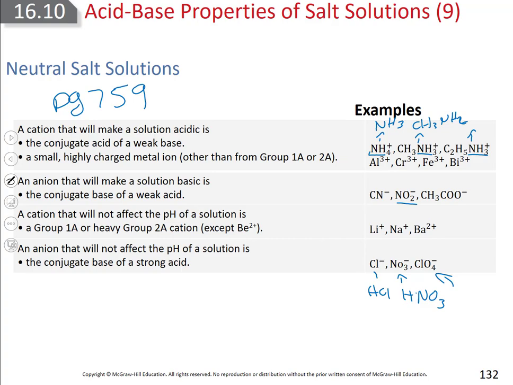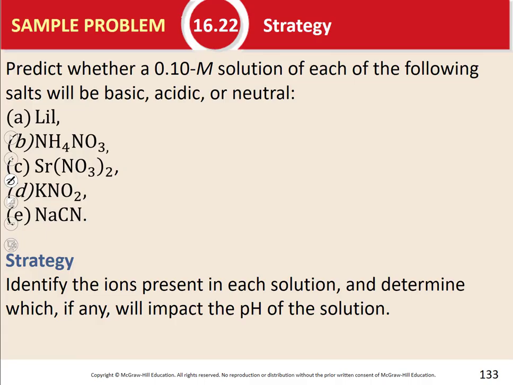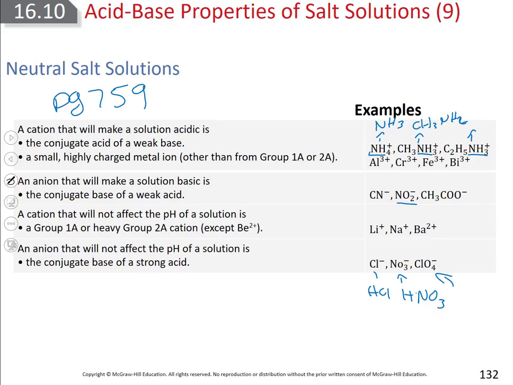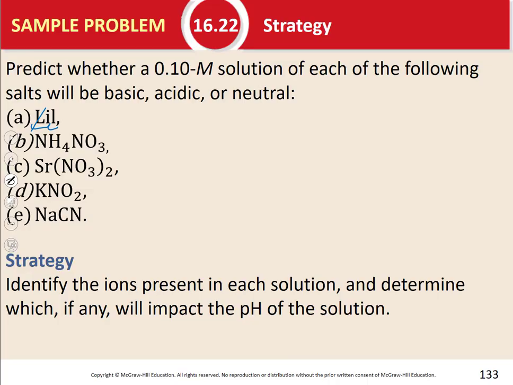So let's real quick predict a few things, and then we'll be done for the day. Predict whether a 0.1 molar solution of each of the following will be acidic, basic, or neutral. For the first one, we have lithium iodide. Can lithium affect the pH? No. Can iodide affect the pH? No. Iodide is the conjugate base of a strong acid. Hydroiodic acid is a strong acid. So can that affect the pH? No. So what kind of solution? Acidic, basic, or neutral? Neutral.